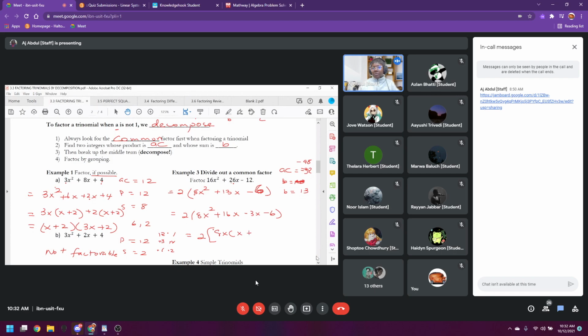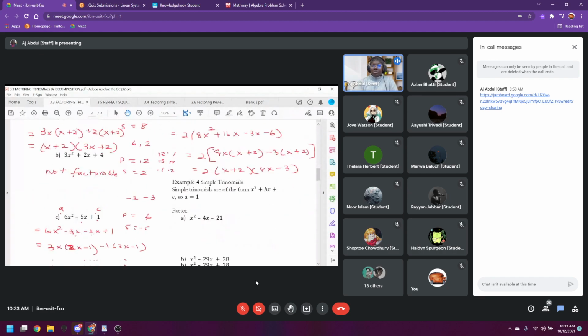I'm left with x plus 2. I want to find x plus 2 here. So if I'm going to get x plus 2 here, I need to factor out negative 3, x plus 2, 8x. So now my factors are x plus 2 times 8x minus 3. And it is now fully factored. Hopefully that has reviewed the decomposition for us.